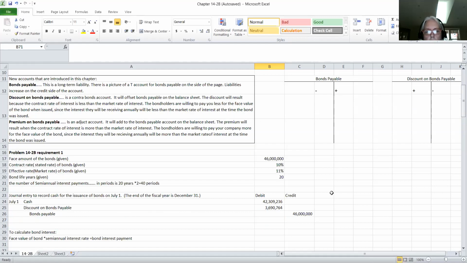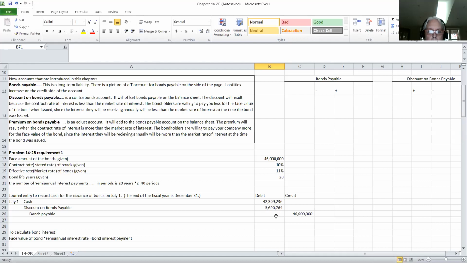So getting back to our journal entry, our cash amount was given to us. We have issued bonds, which are liabilities to us. So we've got to credit the bonds payable for the amount that the liability increased, which is 46 million. We would debit our cash because our bondholders have paid us cash of 42,309,236.